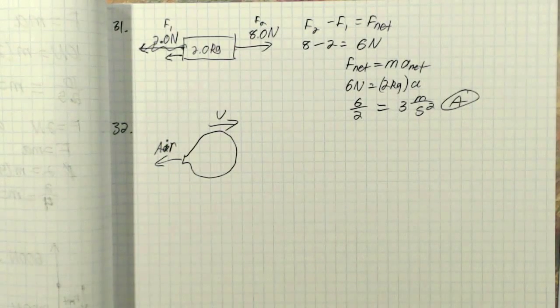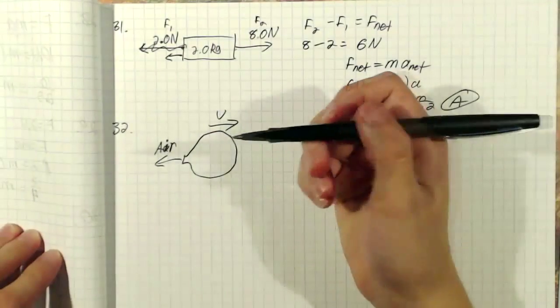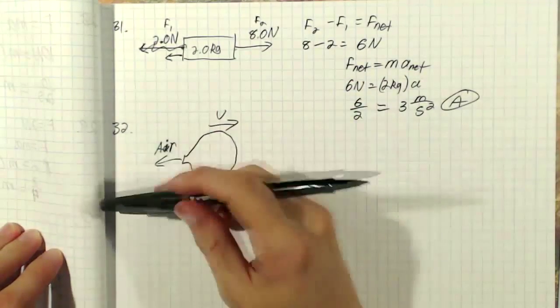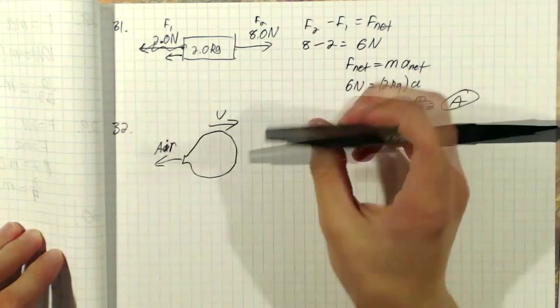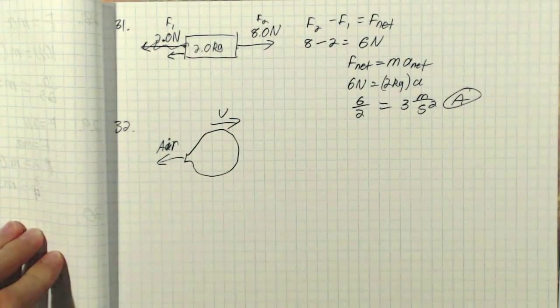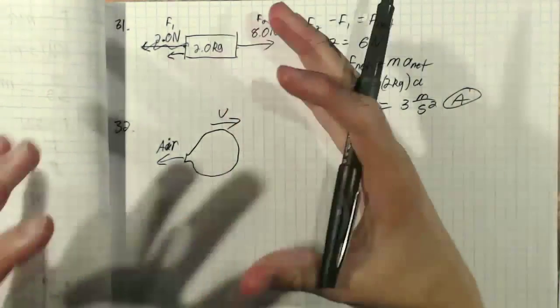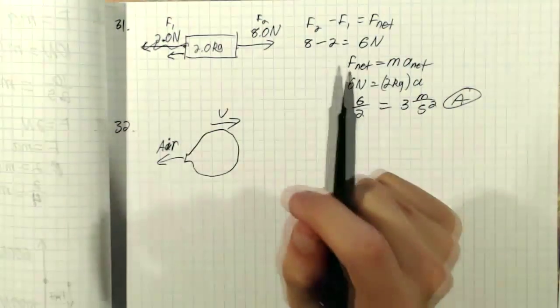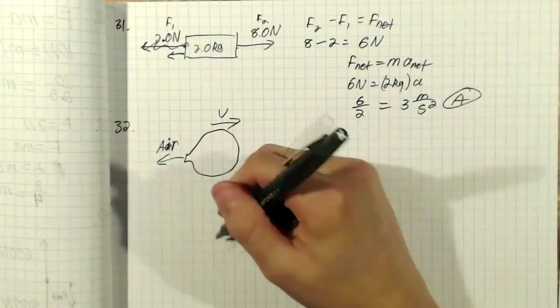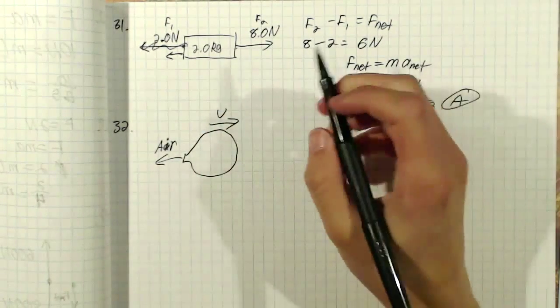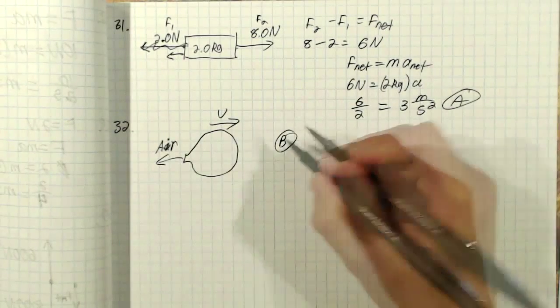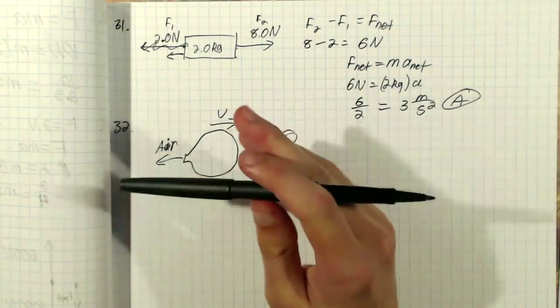B, action-reaction. Okay, that makes sense because the air is moving this way, so it's going to be pushing backwards on the balloon this way. And D, gravitational attraction. That would mean that everything's coming together, or that the balloon is moving downwards towards the Earth, and it's moving that way. So the answer is B, action-reaction, because the air is moving that way, so it's pushing backwards with the force that way.